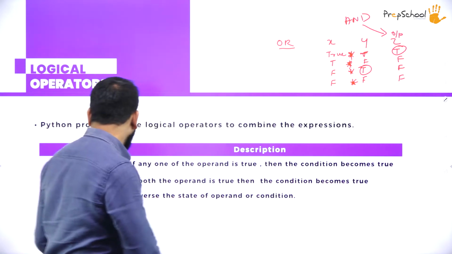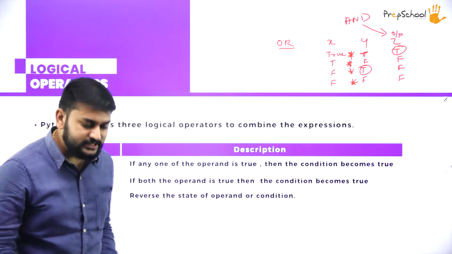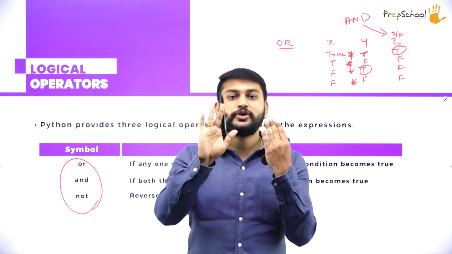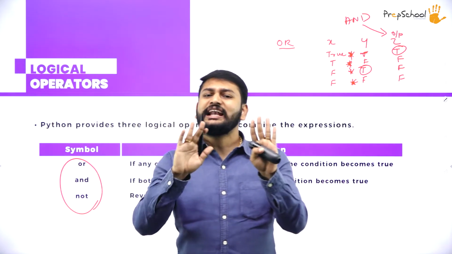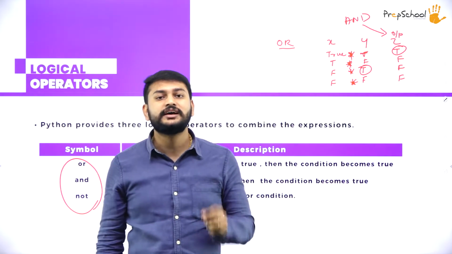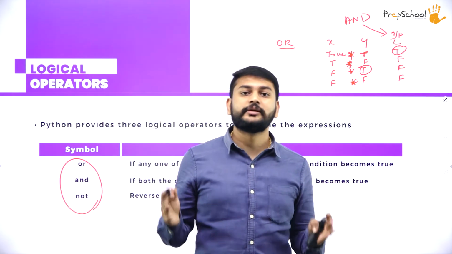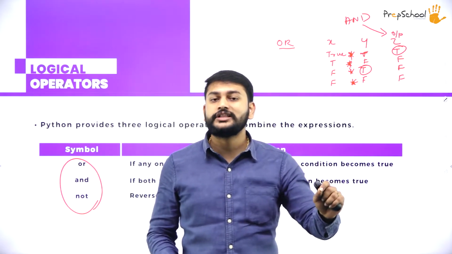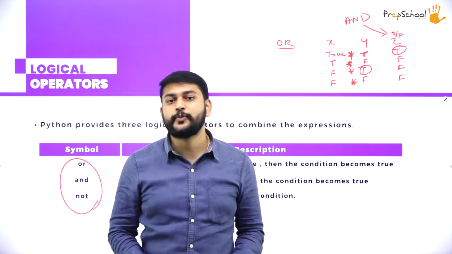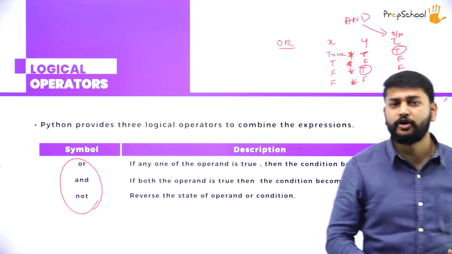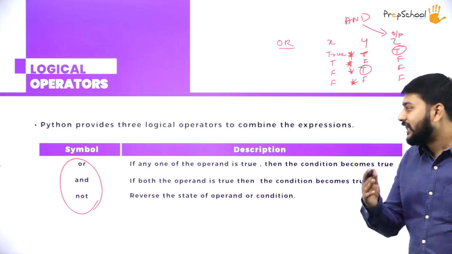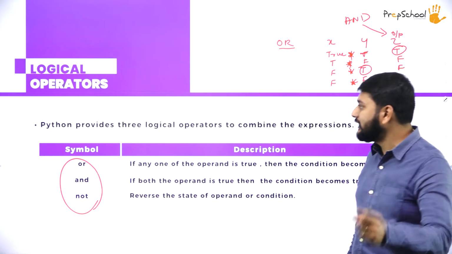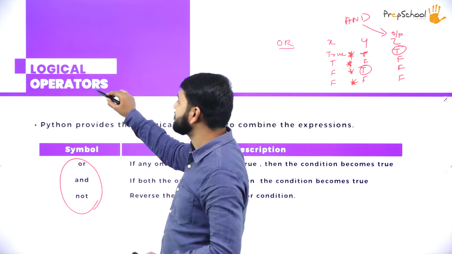So what is the last one that I have? NOT. NOT in the sense, if my input is 1, the output is 0. If my input is 0, my output is 1. It will complement whatever you pass as input. That is what you have to remember. If you give your input as true, my output will be false. If you give false as your input, my output will be the complement of the input. That's how NOT works. So this is all about the 3 different logical operators that we have.